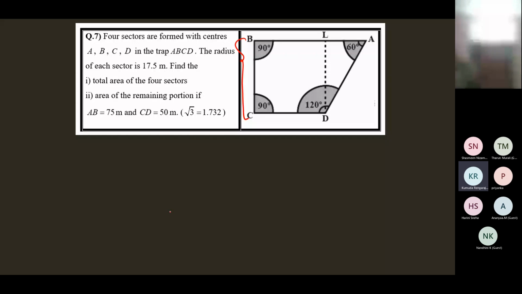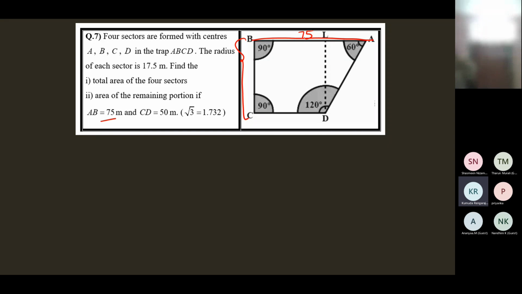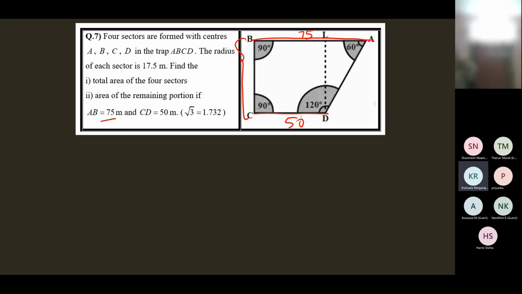But in this question, you're given AB 75 and CD is 50. Okay, so we have the length of the parallel sides. But what about the distance BC between them? It's not given. You do not know the length of the side BC, which means you have to find the distance between the parallel sides. We have to find the perpendicular distance between the parallel sides. And that is by the construction.